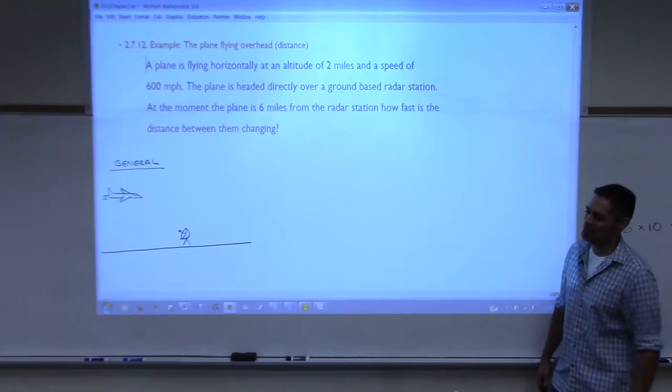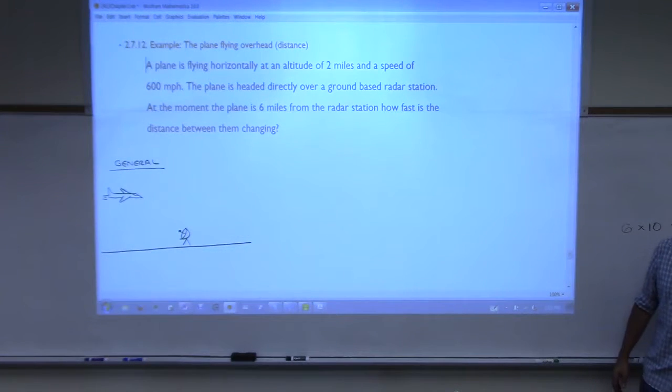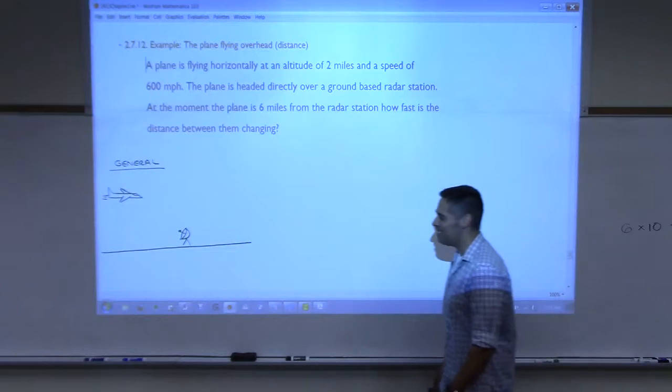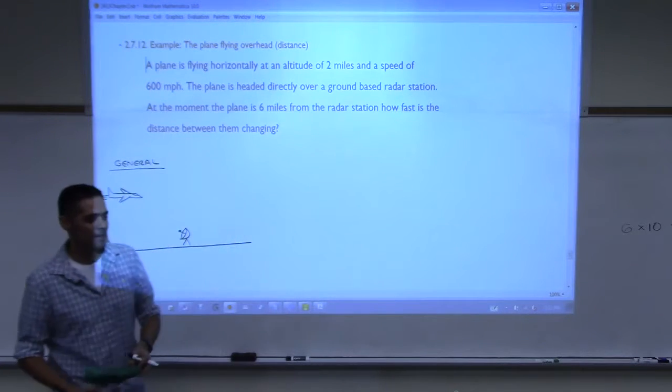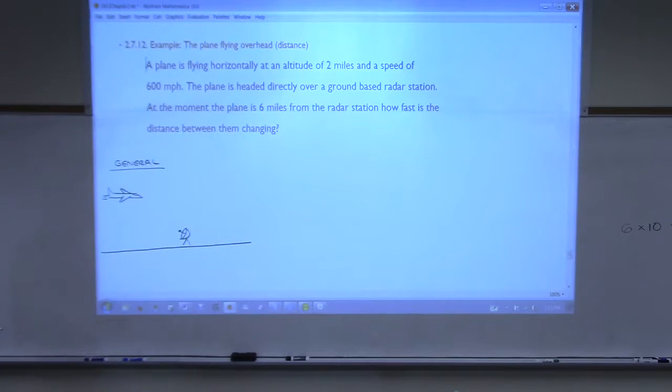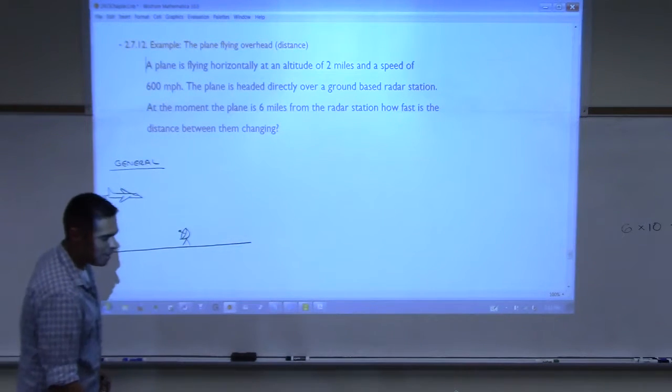So, if you see these pictures and you're just like, wow, how is his plane so good? How is his radar station so good? Does it matter where it means by 6 miles from the radar station? I'm so glad you asked that question.